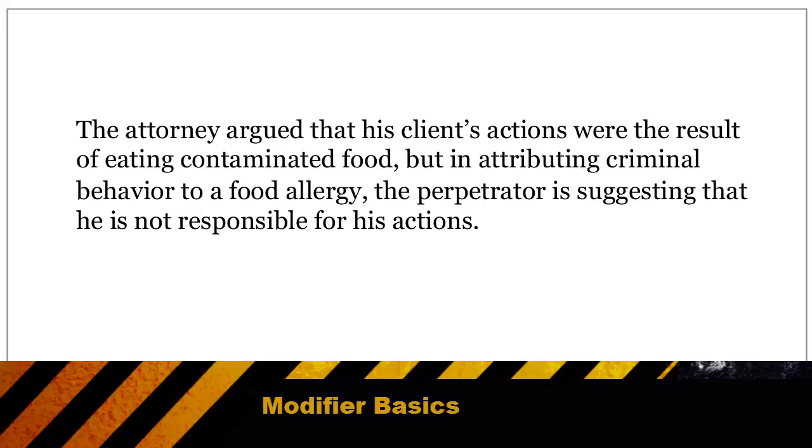That last sentence might have seemed easy, but spotting modifier problems can get difficult. In this case, we have an issue with who is doing the attributing. We start off with an attorney that's arguing that his client's actions were the result of eating contaminated food. Then we have this comma and the conjunction but. And as you saw in the punctuation video, when you have a comma followed by a conjunction, you treat what comes after the conjunction as its own full and complete sentence.